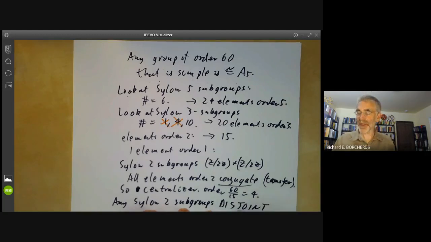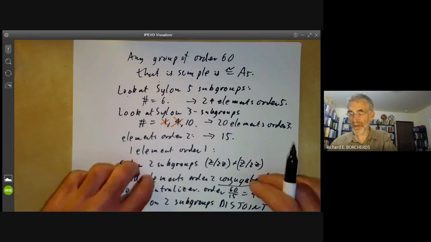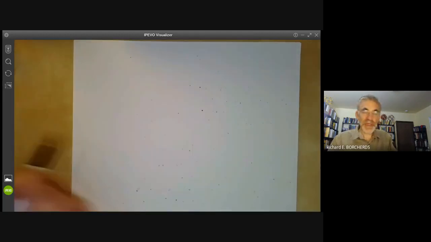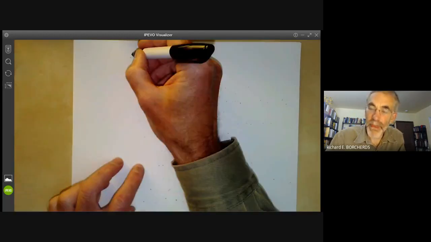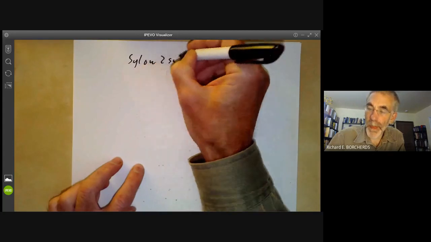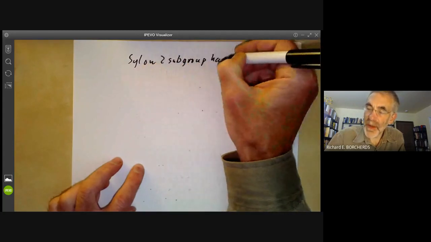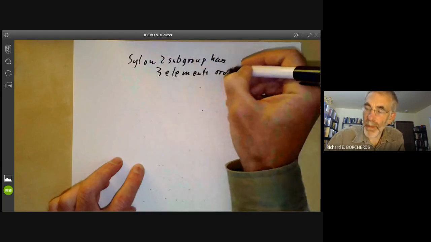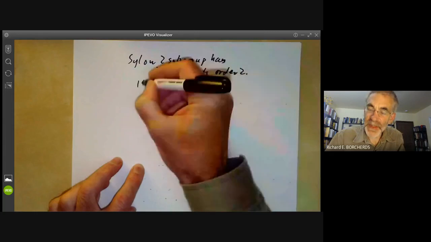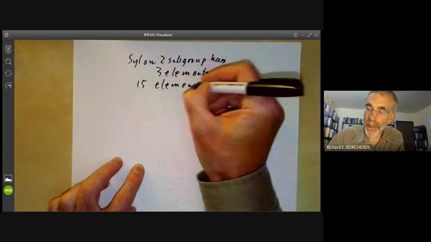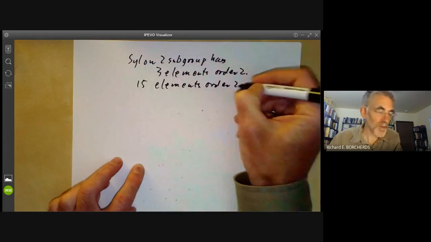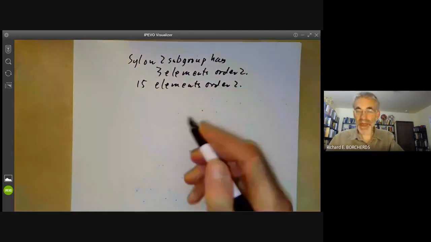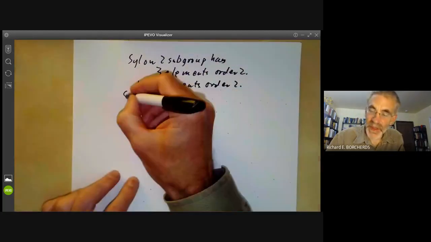Because if they had an element in common, then that element would commute with everything in both Sylow 2-subgroups and would have centralizer of order bigger than 4. Now, each Sylow 2-subgroup has 3 elements of order 2, and there are 15 elements of order 2 altogether, so there must be exactly 5 Sylow 2-subgroups.